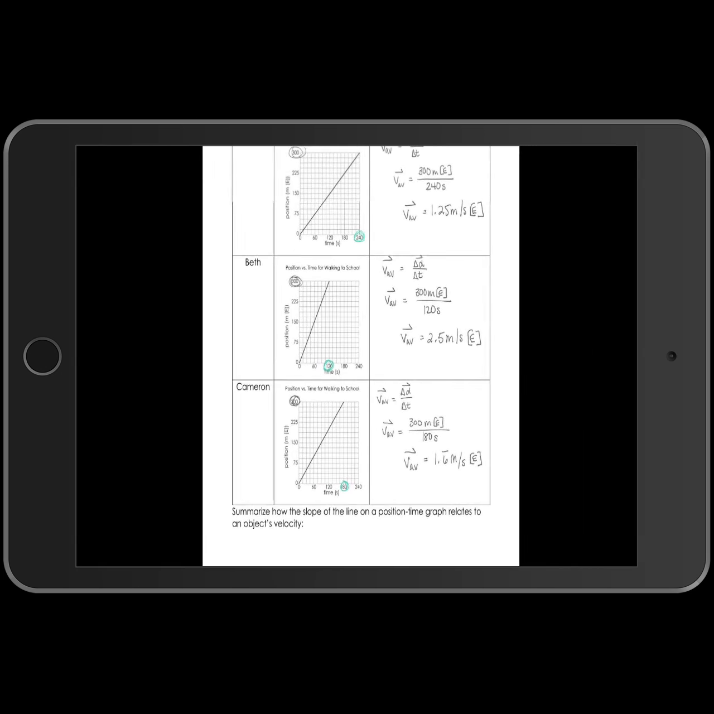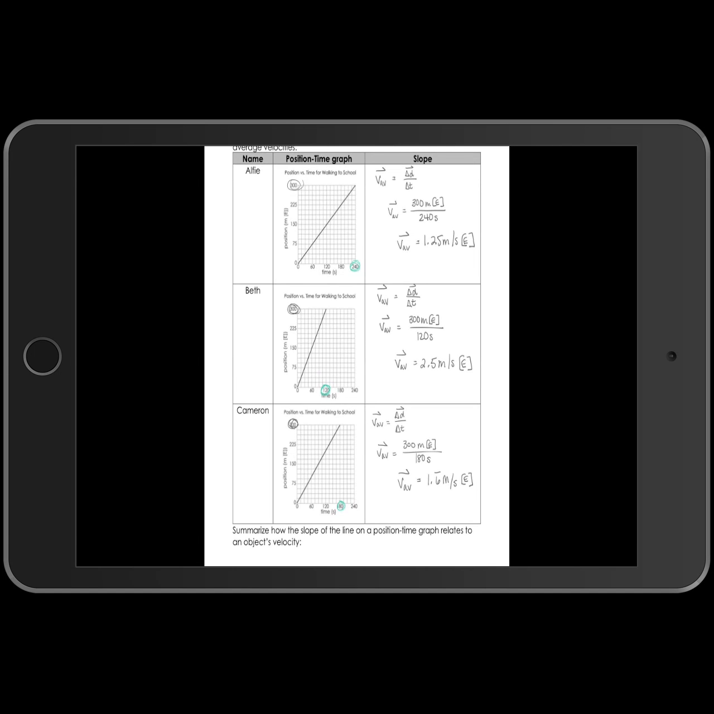Okay, so looking at the three different siblings, sibling 1 traveled at a velocity of 1.25. Beth traveled at 2.5 meters per second, and then Cameron traveled at 1.6 meters per second. So our winner, the fastest one, was Beth, and our slowest one was Alfie.